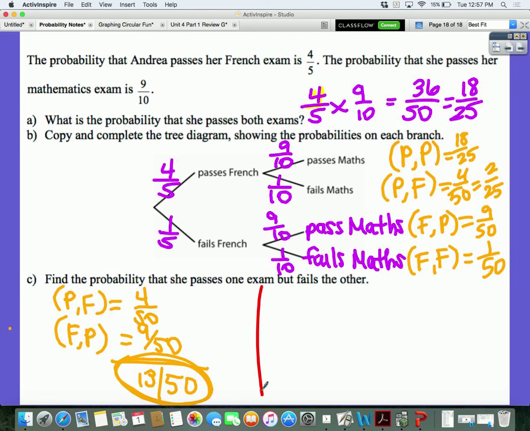How about this? Find the probability that she passes at least one exam. So you have to add all the ones together except the one where she fails both. It would be 49 out of 50. So the probability that she fails at least one.